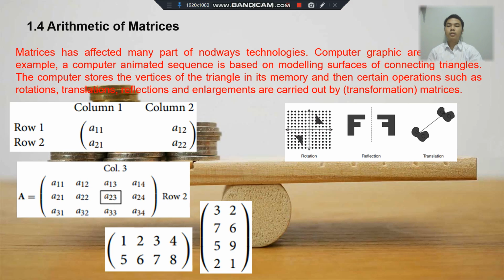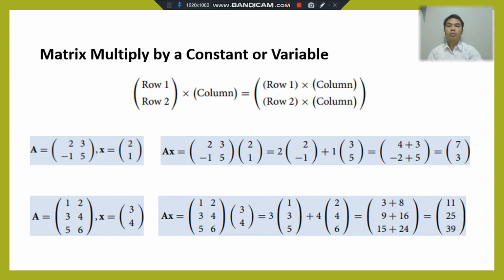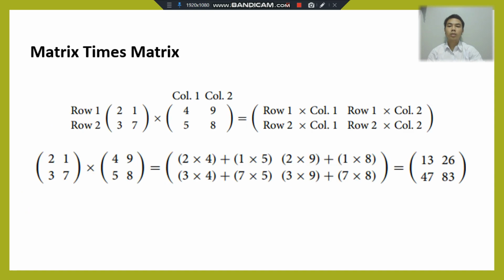The fourth point is 1.4 arithmetic of matrices. Matrices have affected many parts of today's technologies. Matrix addition. This is the matrix addition. Matrix multiplied by a constant or variable. Row 1, row 2, column. Row 1 multiplies column, row 2 multiplies column. Matrix times matrix. Thank you, sir. This is my presentation. Thank you for your time watching me.